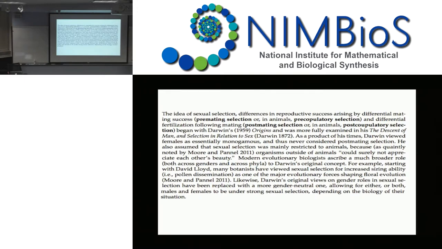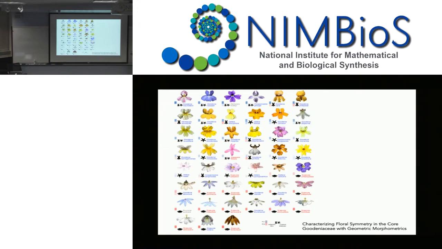But my favorite line, the botanists Moore and Pennell, reviewing something else, had this great line that Darwin assumed sexual selection was mainly restricted to animals because organisms outside of animals, quote, could surely not appreciate each other's beauty. I just love the phrasing of that. But as we mentioned, that's very beautiful, but this is for attracting suites of pollinators.